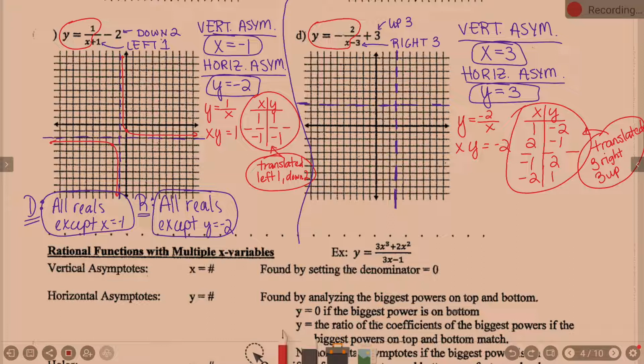So, basically what I'm going to do is from this centering point right here, that's where I'm going, 1, negative 2. So from that point, I'm going to go right 1, down 2, and I'm going to go right 2, down 1. There's a graph. From this centering point, I'm also going to go left 1, up 2, left 2, up 1.